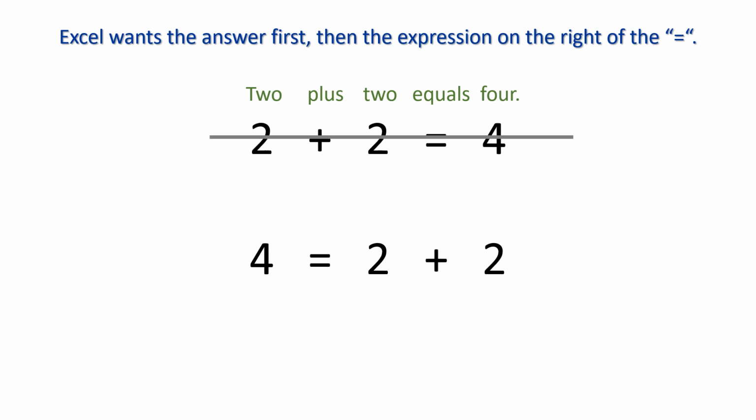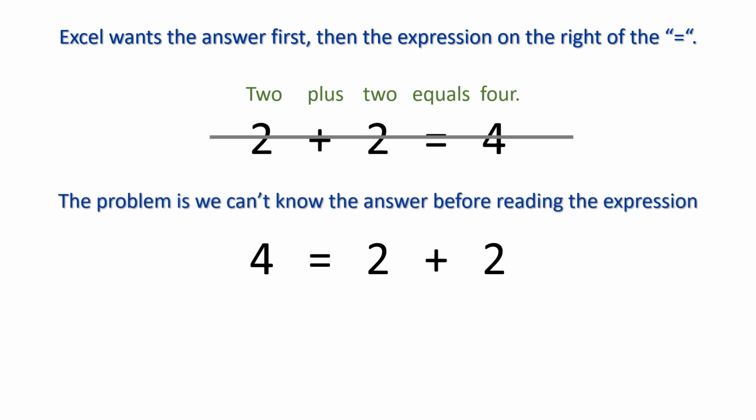Now, because Excel wants this, this creates a problem for us because we read from left to right, correct? So the problem is, as we read from left to right, we first encounter the answer. How would we know what the answer is if we read from left to right if the answer comes first? All right, there's no way we would know that that's a 4 if we have not yet read equals 2 plus 2, right? So the problem is we don't know the answer, so how can we read the answer first the way Excel requires?